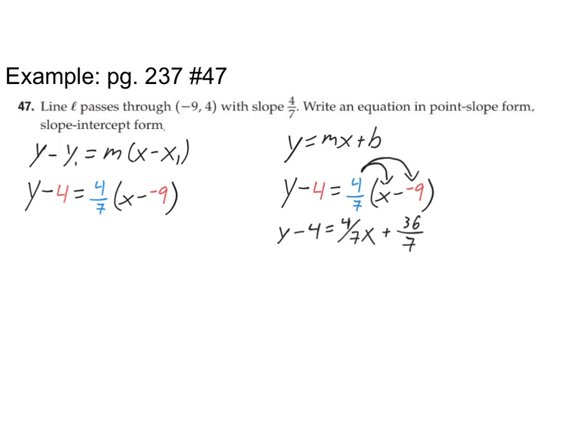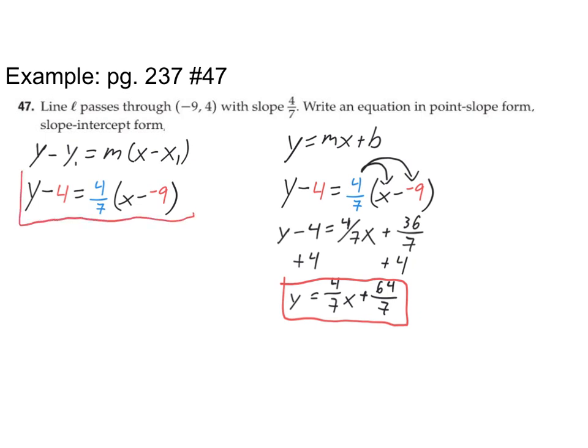So here I have distributed 4/7 into the x and the minus -9, which ends up with a positive. And now my last step is to add 4 to both sides. And my final answer here, I have y is equal to 4/7 x plus 64/7, and in point slope form, y minus 4 is equal to 4/7 times x minus a -9.